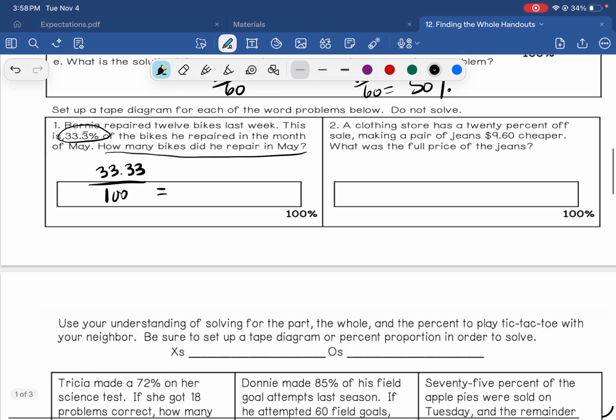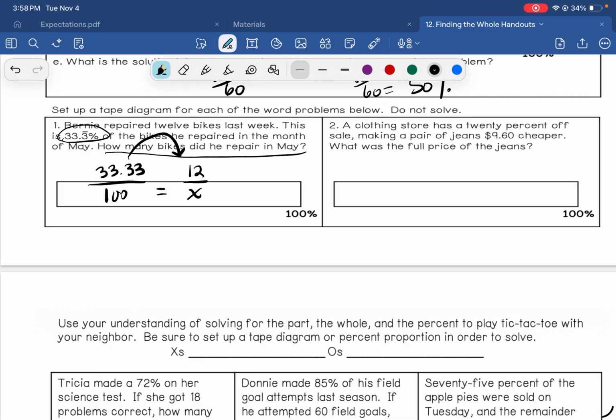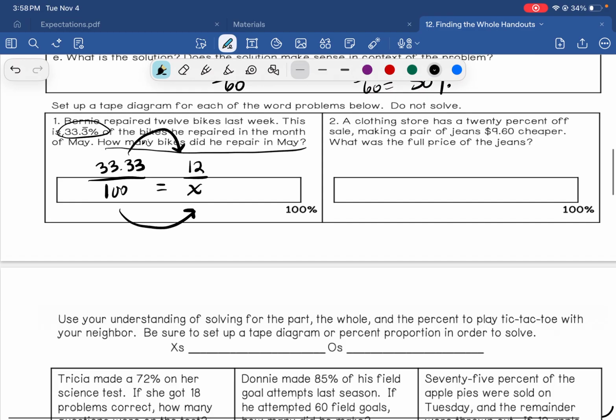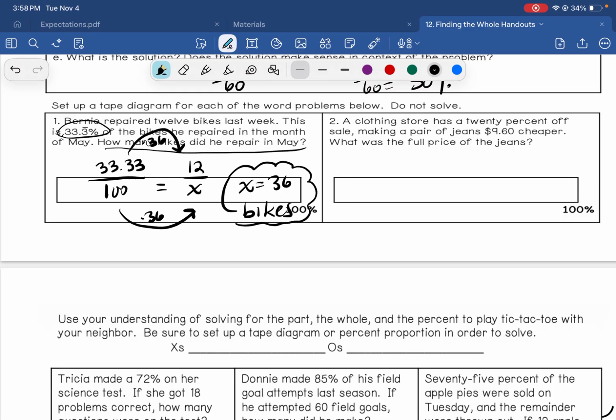And then this one for the 12, that one is going to be on the top. That's our part, because the question is asking about the total bikes. They don't use the word total, but we can infer from the context of the problem that they're asking about the total. So if you do 12 divided by 33.3 repeating, that is going to give you 0.36. Times that by 0.36, and X would be 36 bikes. Okay, if you get like 35 point something like that, that's probably just a rounding issue with the calculator.